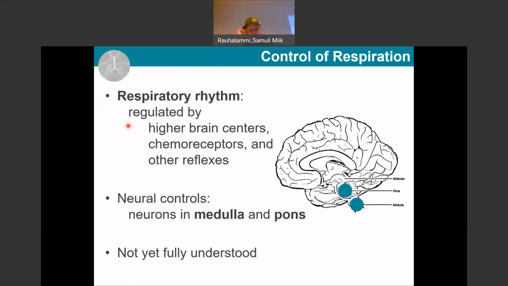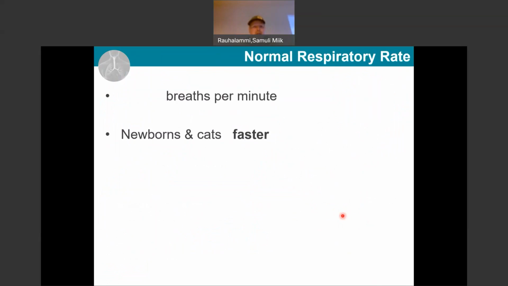Another thing I just wanted to mention is the neural control of respiration, the respiratory rhythm from the neurons within the medulla and pons. So medulla oblongata and pons, something to notice there. What's your normal breathing rate?